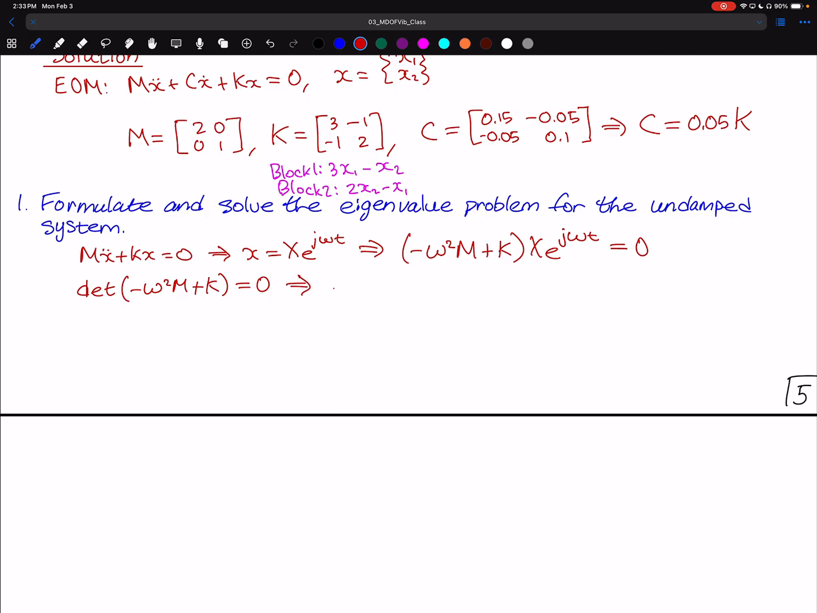We'll write out the determinant here. We have minus 2 omega squared, that comes from the mass matrix, shown up there, plus 3 from the stiffness matrix. In the off-diagonal terms, we have minus 1 and minus 1. Then we'll have minus omega squared plus 1 in the last diagonal term, and that must be equal to 0.